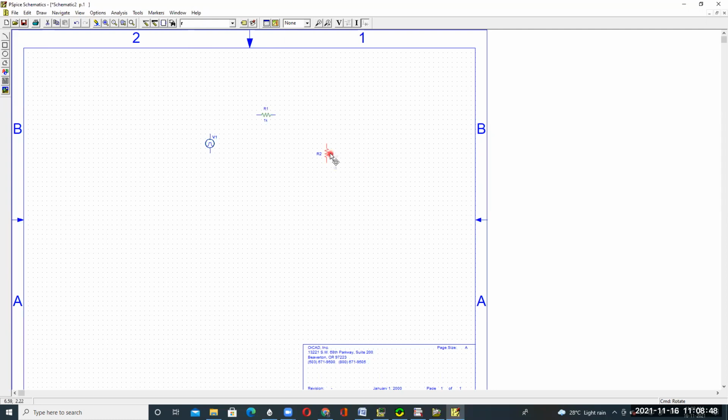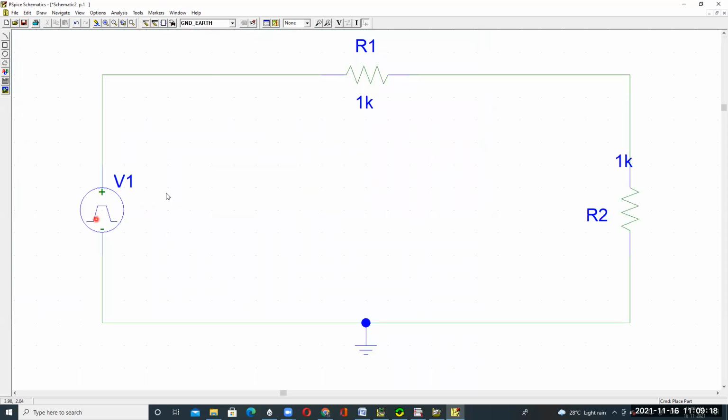I'm connecting this circuit like this, and then one ground. This is the circuit, where I'm taking two resistors.